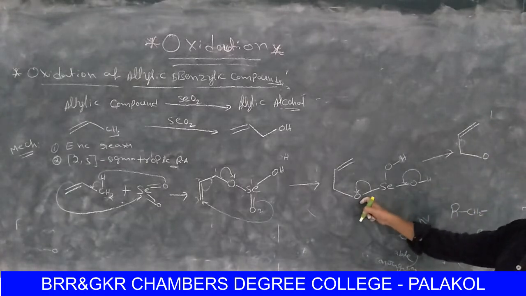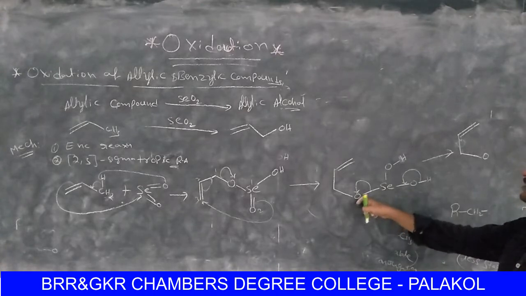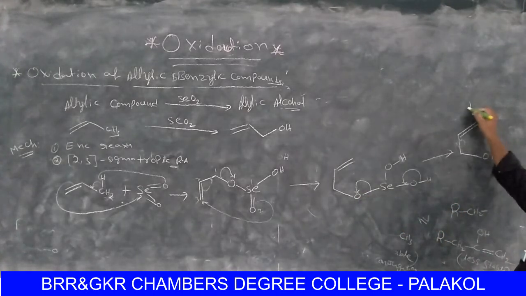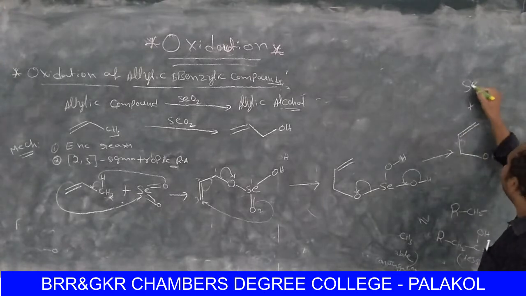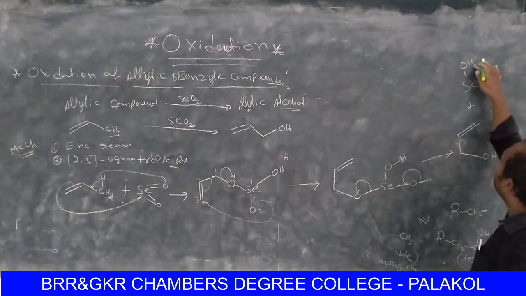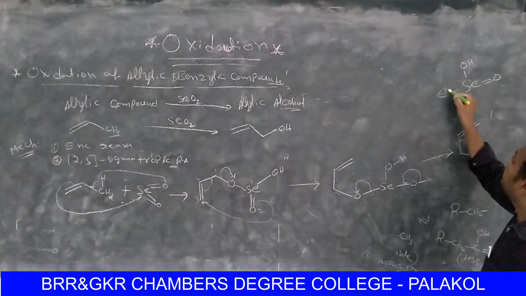This one, if you move this sigma bond toward the oxygen atom, then you will get O minus. O minus will take this H plus and is converted to OH. So after this, we are achieving Se double bond O and OH here. This is again unstable, so it reacts with water.